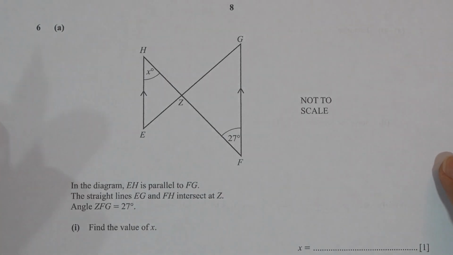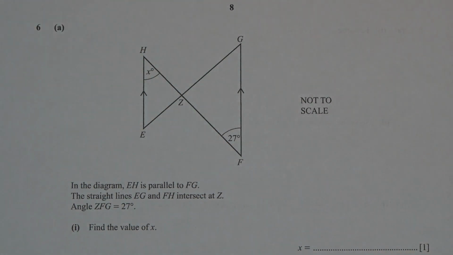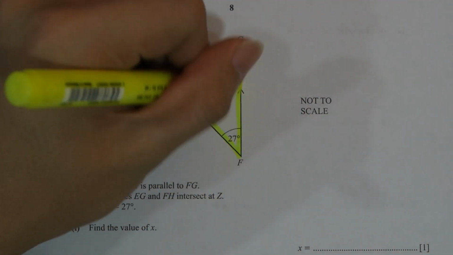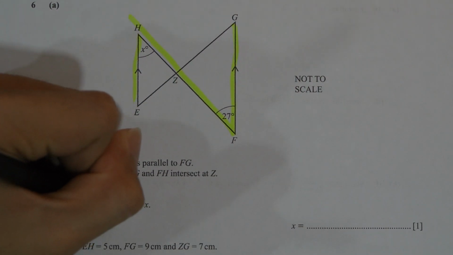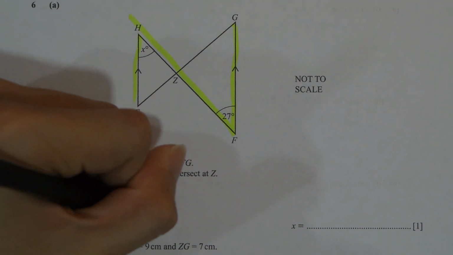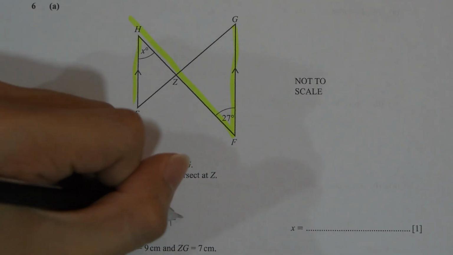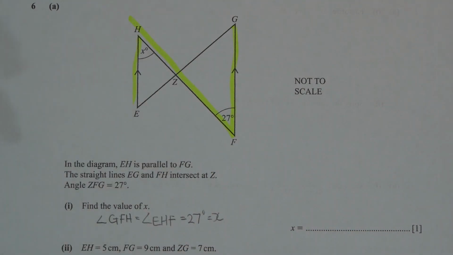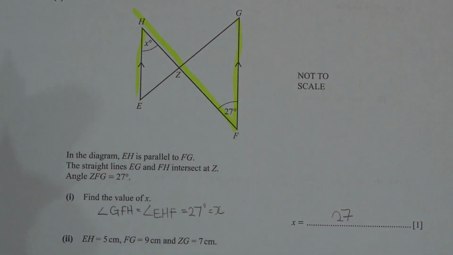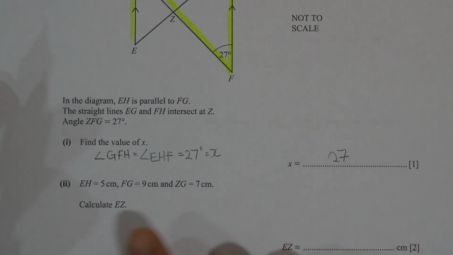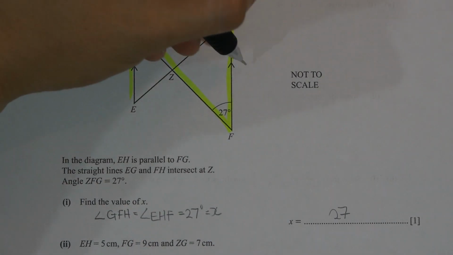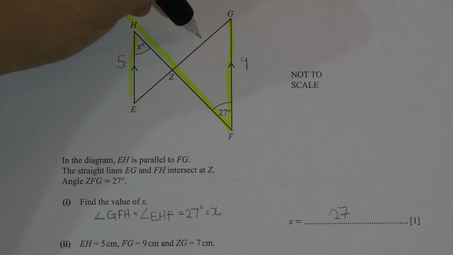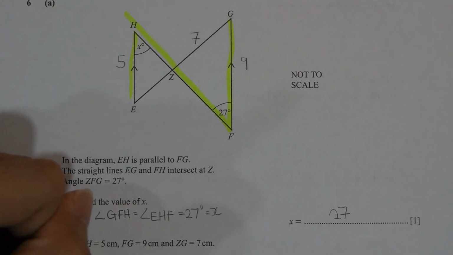For question 6, the first one will be the Z rule. So angle EHF will be equal to GFH. So X is actually 27. For the next one, all you need to do is just write it down and compare. Do your cross multiplication to find the final result of EZ.